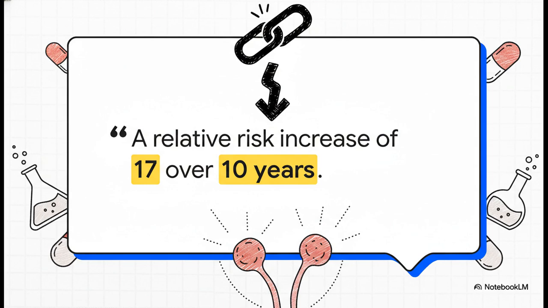And when I say a strong link, I mean it. A major study actually put a number on it. They found that long-term PPI use over a decade leads to a relative risk increase of 17. That is a huge, statistically significant connection between a very common medication and these specific polyps.